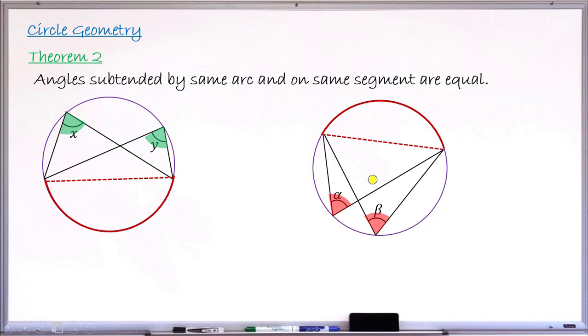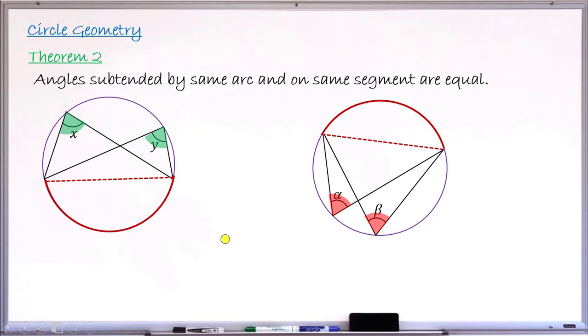If I go to this drawing also, look at the arc, look at the chord. So this is one segment and this is another segment. Looking at angle alpha and beta, alpha and beta are both subtended by this arc colored red. Angle alpha is subtended by the red arc, and angle beta also is subtended by this same arc. Both angles alpha and beta are on the same segment. According to this theorem, the angle alpha and the angle beta must always be equal.